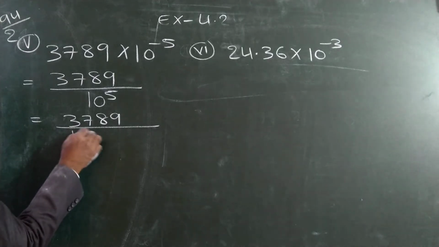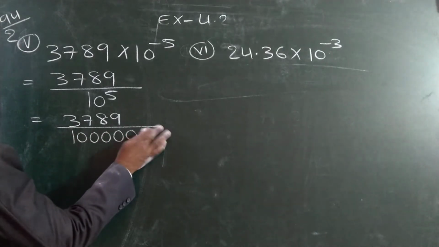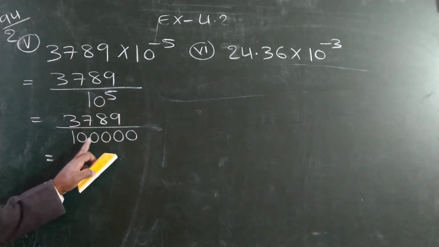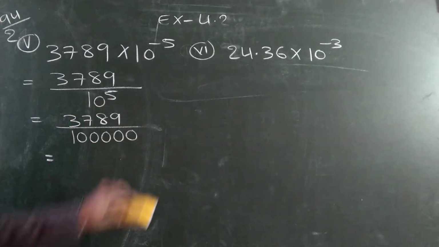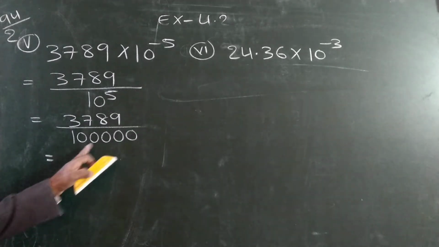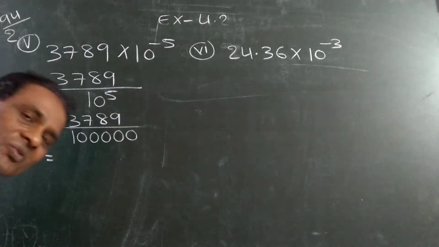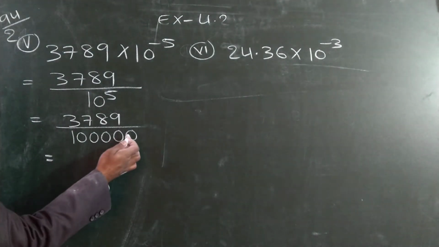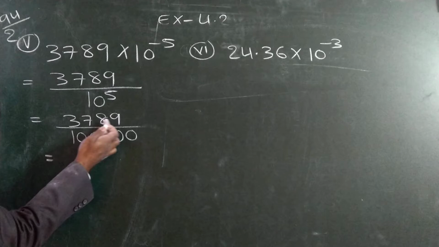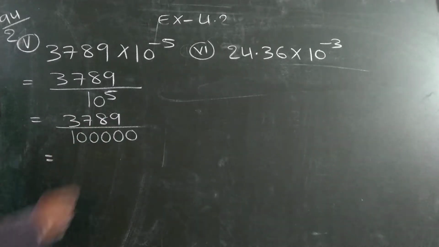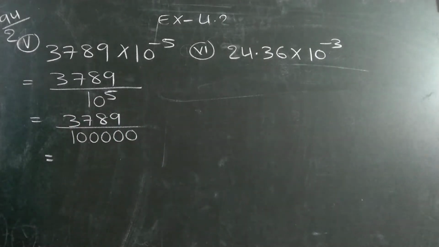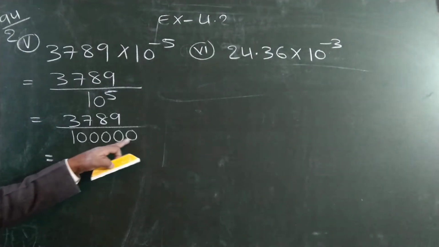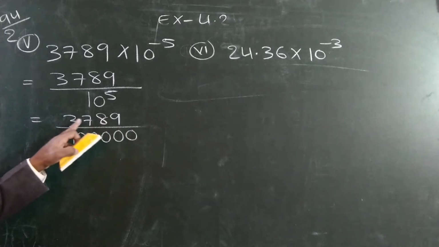Ten power 5 means 1, 2, 3, 4, 5: 5 zeros. How to remove the 5 zeros? To remove the 5 zeros, the decimal should be kept before 5 digits. I explained this with 5 by 100, 5 by 10, 5 by 1000, 5 by 10,000 like that. To remove 5 zeros, the decimal should be kept before 5 digits.